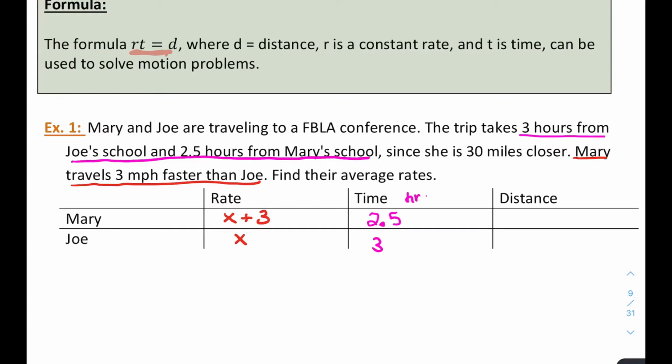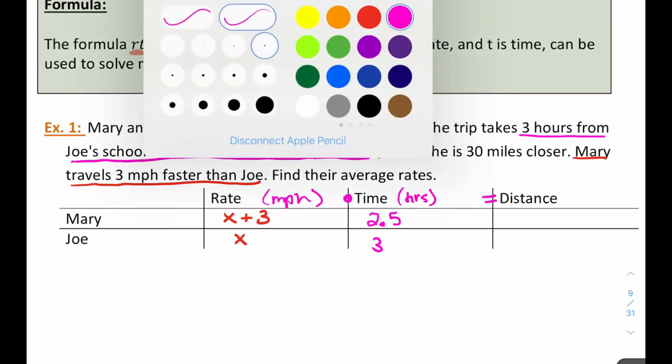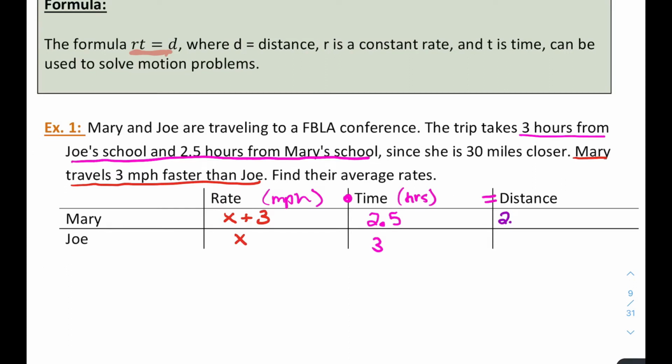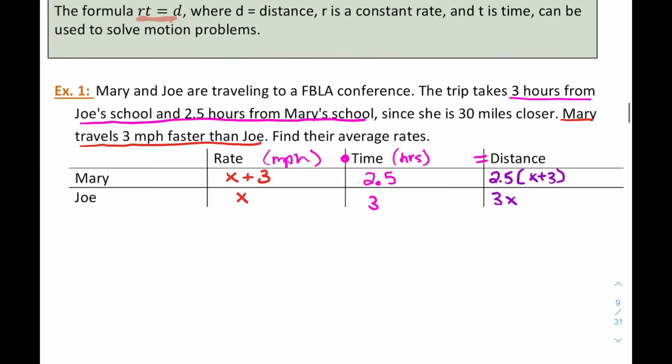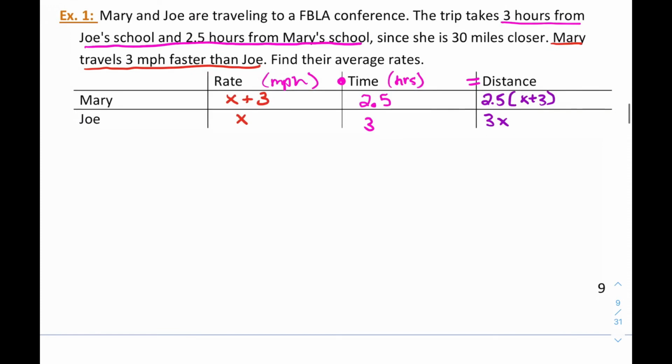Notice that our rates and our times match in terms of units. We have miles per hour and time measured in hours. If they don't match, you're going to need to convert. Now, if I know that rate times time equals distance, I could multiply those rates and times I filled in to get my distances for Mary and Joe. And then I need to think about how I could use the relationship between those distances to make an equation I could solve for x.